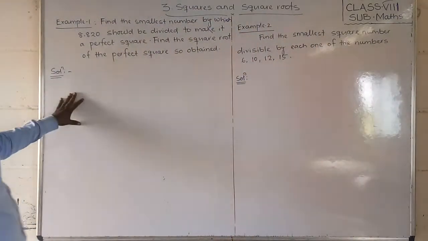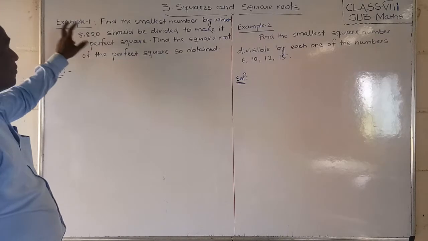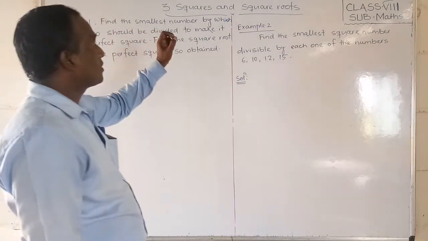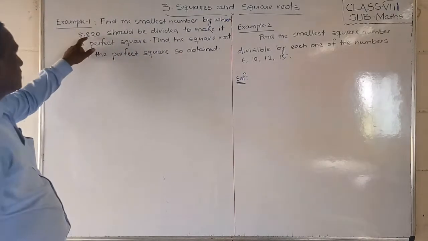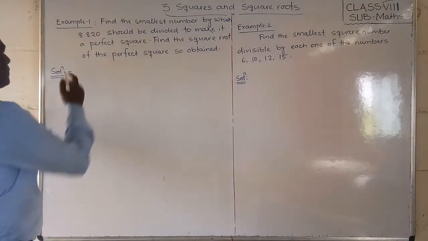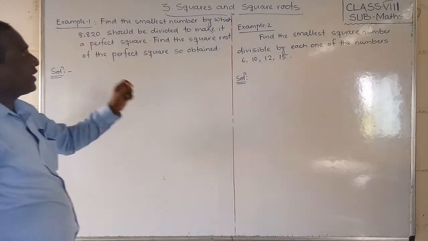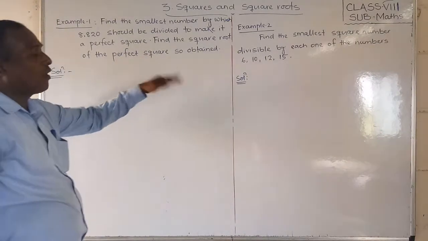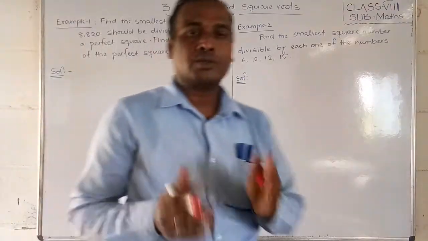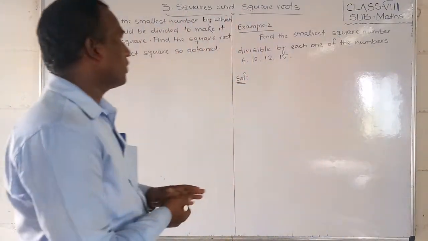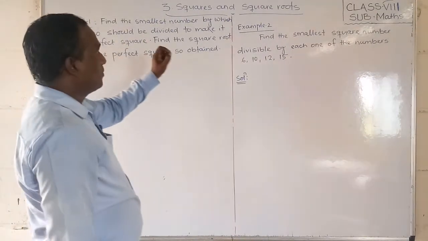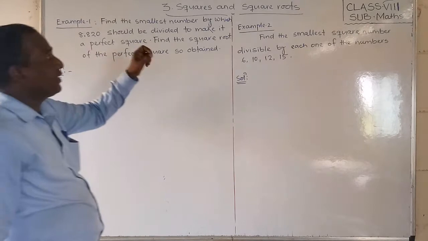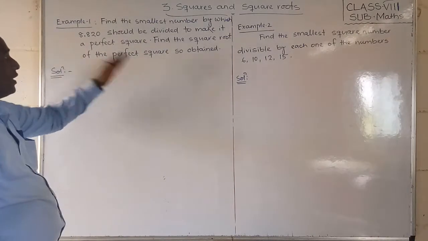Today let us see. Students, observe example 1, what question it has given to you. Find the smallest number by which 8820 should be divided to make it a perfect square. Find the square root of the perfect square so obtained. Students, very important question, you should observe carefully.